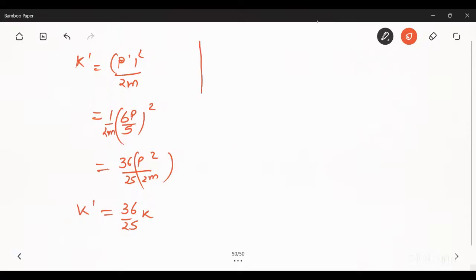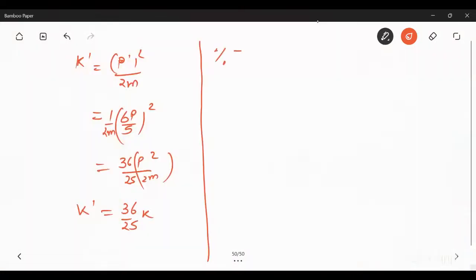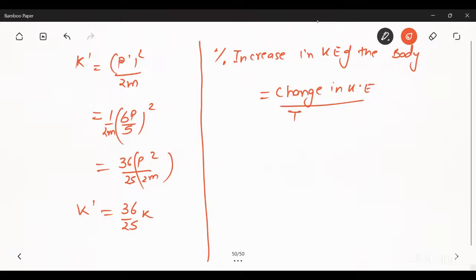Now the change in kinetic energy of the body, because the question is asking what will be the percentage increase in the KE of the body. So how will we find the percentage increase? Percentage increase means change in KE upon original KE, the initial KE, into 100. So change in KE is K dash minus K, and initial KE is K, into 100.